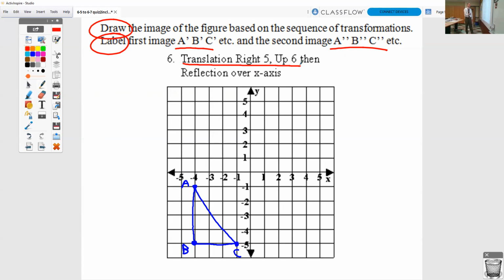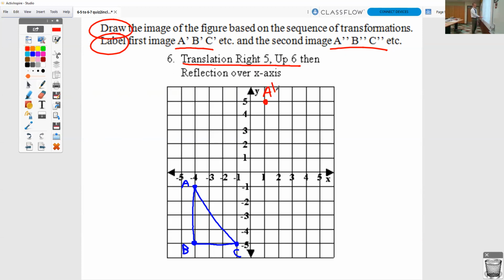So a translation slides a picture. So I'm going to start at A and I'm going to go right 5 and up 6. 1, 2, 3, 4, 5, 6. Here's my new A prime.